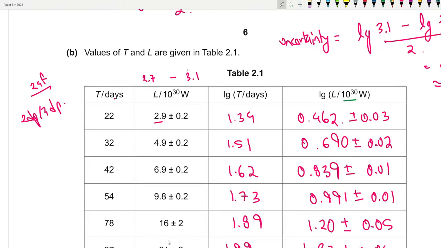So let me do that for another one, see if it matches, like this 16. So log 16 is basically 1.20412. I opted for 2 dp, so I could go for 2 dp or 3 dp, so that's 1.20 as my answer. And the uncertainty is log upper bound 18 minus log lower bound 14 divided by 2. So log 18 minus log 14 divided by 2 gives me an answer of 0.05457. I just opted for 1SF, so that's 0.05.